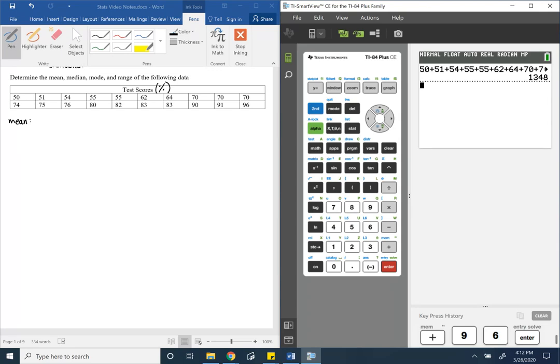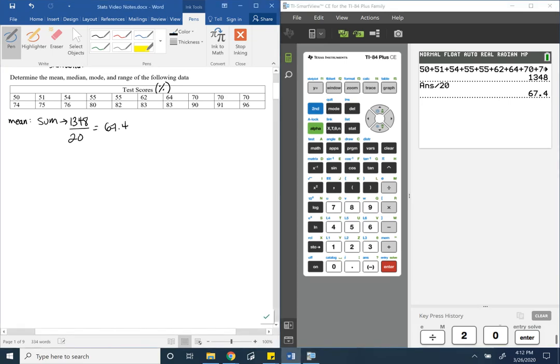Okay, and what we get here for a total or for a sum is 1,348. What we need to do is to take this number and divide it by the number of values that I have. In this case, that's 20. So we're going to take my answer and we're going to divide that by 20, and that's going to be our mean. So our mean is 67.4%. Awesome. Okay, from here, we're going to talk about then the median.